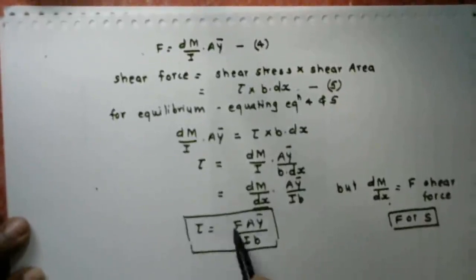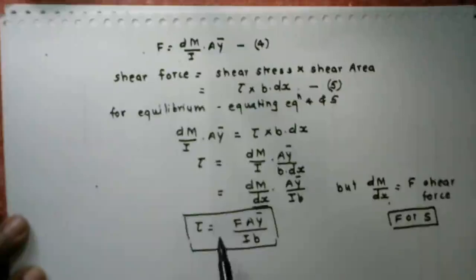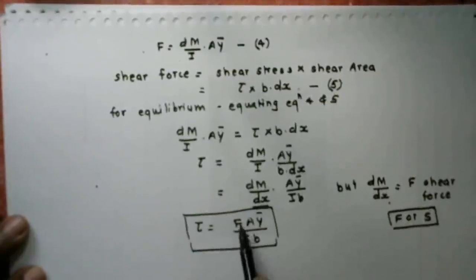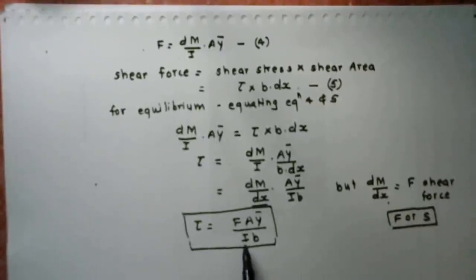In that equation, F is the shear force at the section in Newton, A is the area above or below the layer under consideration, y bar is the distance of the centroid of the area under consideration from the neutral axis, B is the width of the section, and I is the moment of inertia of the section about the neutral axis. Remember here, for moment of inertia we have to calculate every time the moment of inertia about the neutral axis of the whole section.